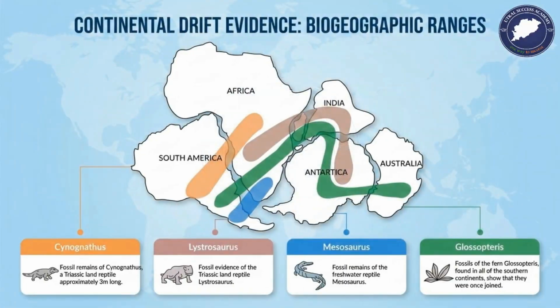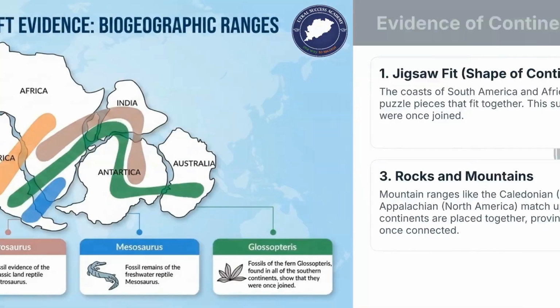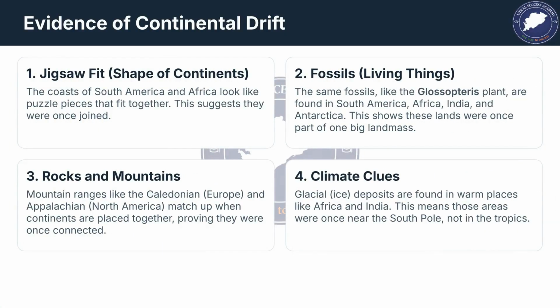Biogeographic evidence, such as the fossil remains of Cynognathus, Lystrosaurus, Mesosaurus, and Glossopteris across different continents, supports the theory of continental drift. Evidence for continental drift includes the jigsaw fit of continents, the distribution of identical fossils, matching mountain ranges and rock types, and climate clues from ancient glacial deposits found in presently warm areas.